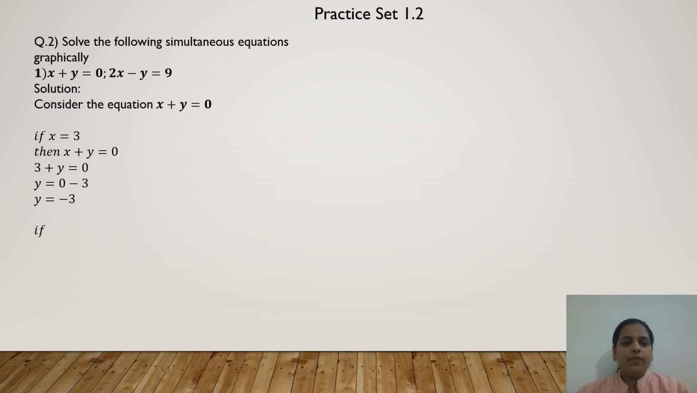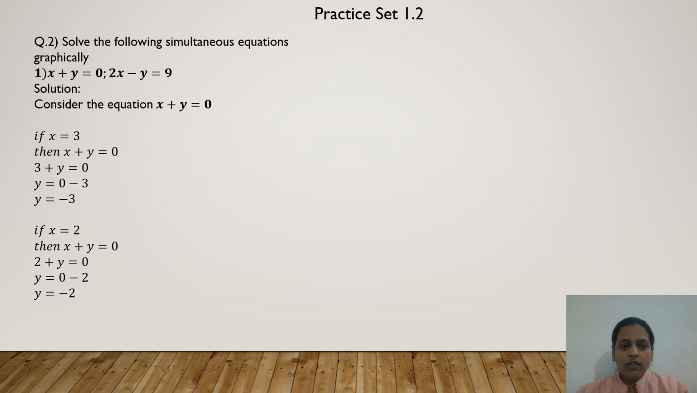If x is equal to 2, then x plus y is equal to 0 becomes 2 plus y is equal to 0. Why? Because instead of x we put 2. Then y is equal to 0 minus 2. Therefore y is equal to minus 2. That means when x is equal to 2, the value of y is minus 2.